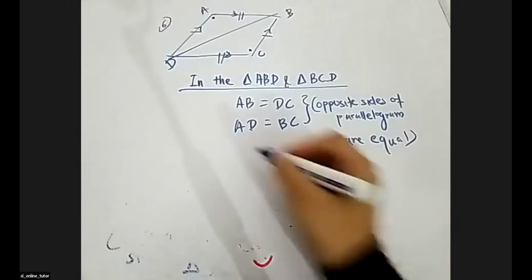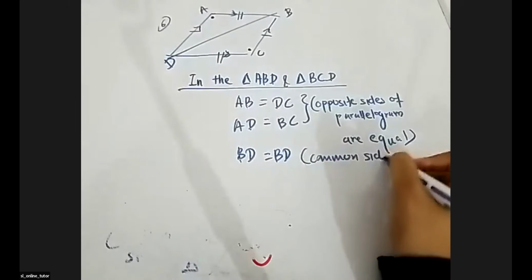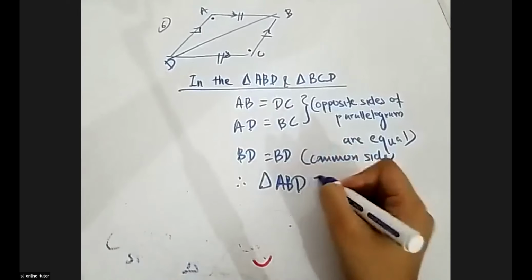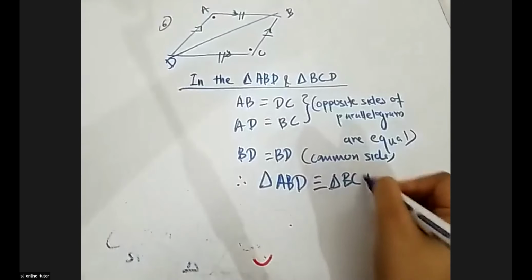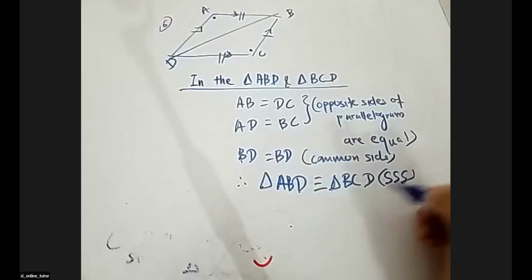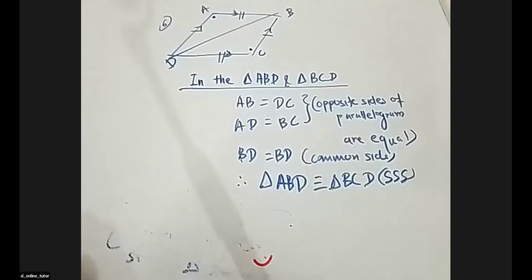What else? Common side. BD is equal to BD. Very good. Common side. So therefore, triangle ABD is congruent to triangle BCD. What's the case of congruence? S. Yes, very good. So is that all they have asked?